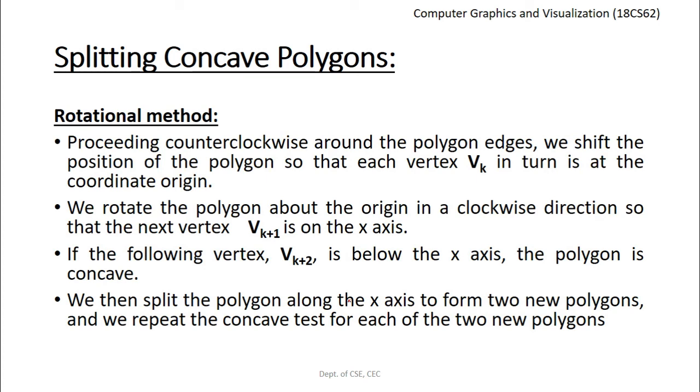So proceeding counterclockwise around the polygon edges, we shift the position of the polygon so that each vertex vk in turn is at the coordinate origin. We rotate the polygon about the origin in a clockwise direction so that the next vertex vk plus 1 is on the x-axis. If the following vertex vk plus 2 is below the x-axis, the polygon is a concave polygon. We then split the polygon along the x-axis to form two new polygons, and we repeat the concave test for each of the two new polygons. So that is the rotational method.